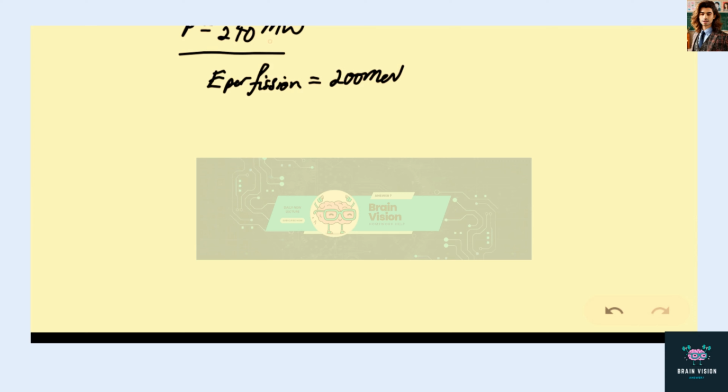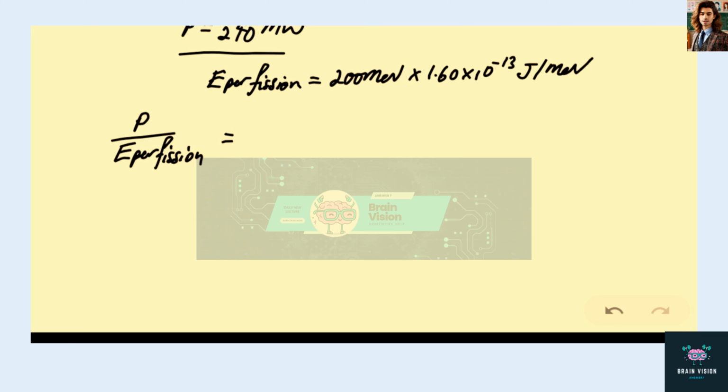But since we are dealing with megawatts, which is in terms of joules per second, we have to convert this into joules by multiplying by 1.6 times 10 to the power minus 13 joules per MeV. Following this, we should be able to get the number of fissions per second by taking the power divided by the energy per fission, since the power tells us the energy released per second.